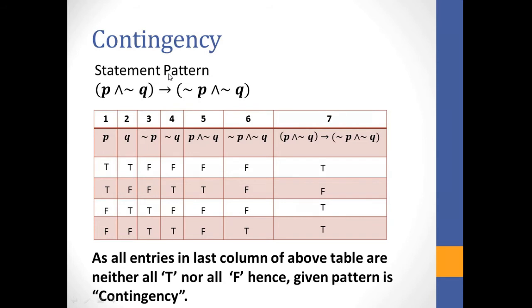Okay, so as usual we have to prepare the truth table of it, and if it is asked to write the types of statement patterns, then just see the last column of the truth table. If you get all the values T, then it is tautology. If you get all the values F, then it is called contradiction, and otherwise it is contingency. Okay, so the second point is clear here, the types of statement pattern.